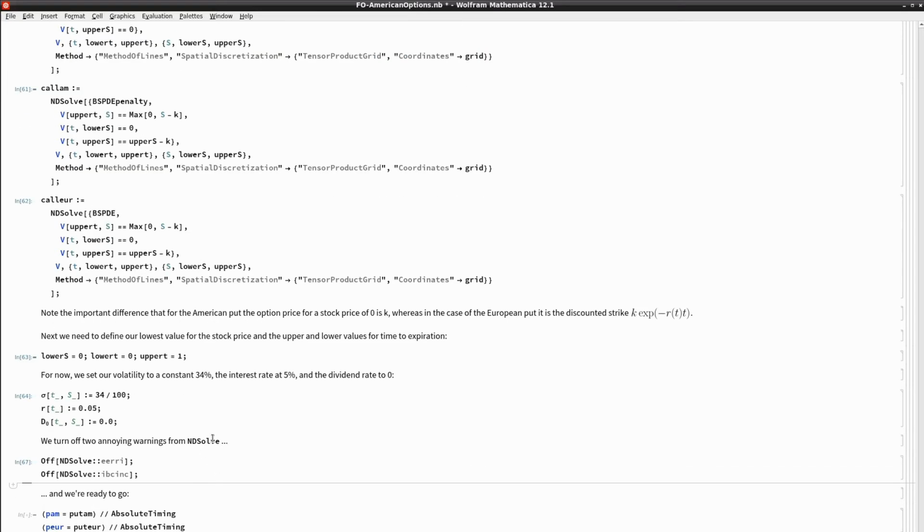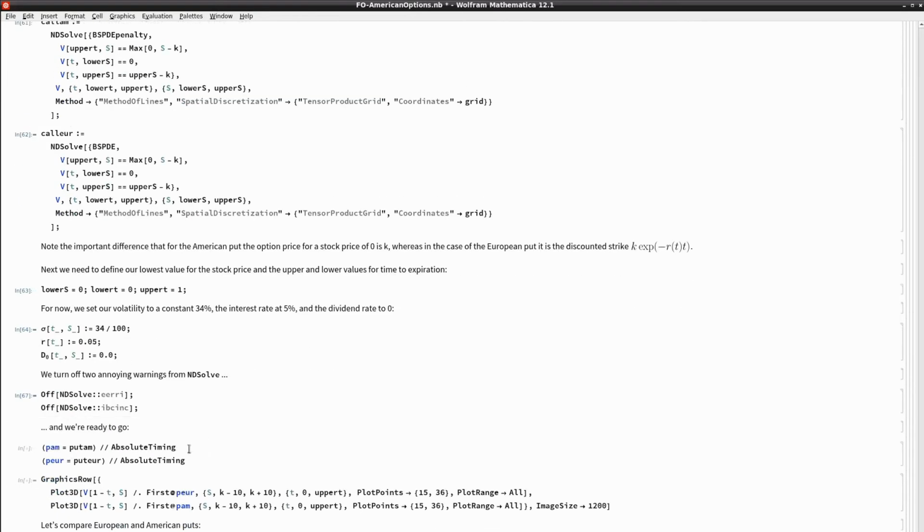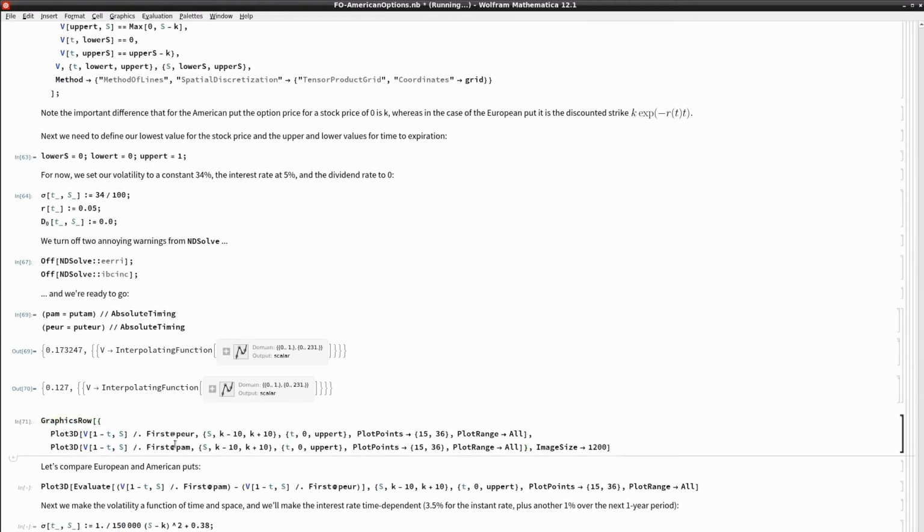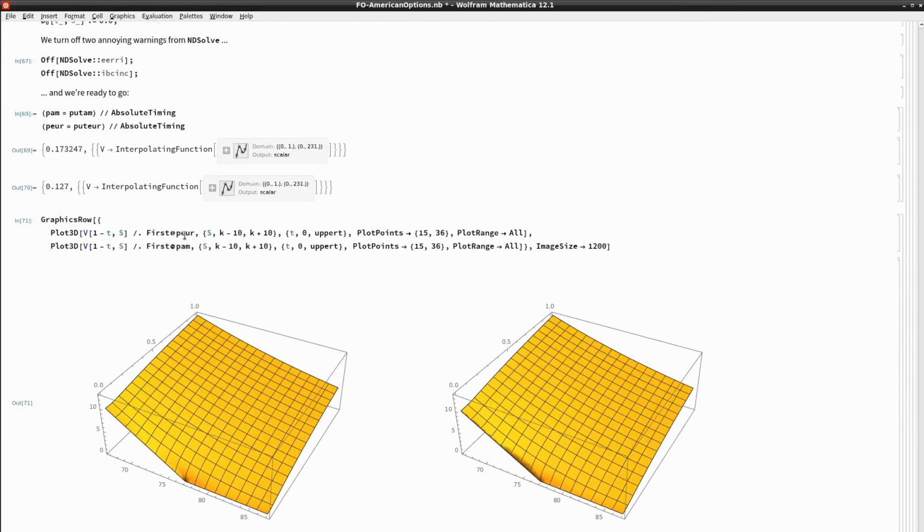We turn off some annoying warnings from NDSolve and we're ready to go. And you can see that in just 173 milliseconds we computed the American put, and in 127 milliseconds the European put. So now let's plot them. You see that here I use the European put and the American put.